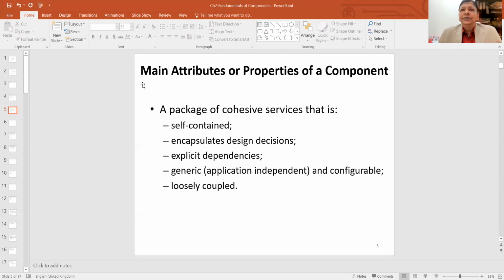So it hides design decisions. It's abstracted to reduce the complexity for the programmer or the user. So abstraction is there.